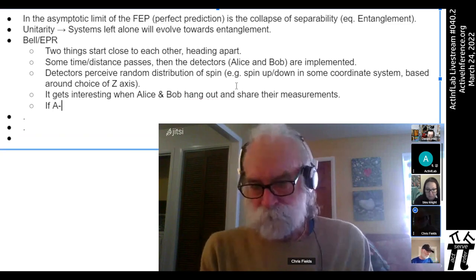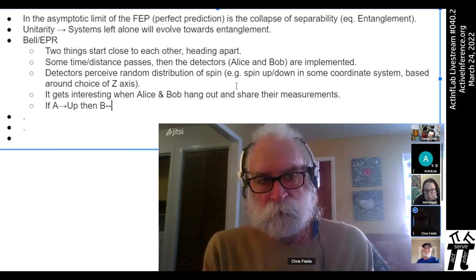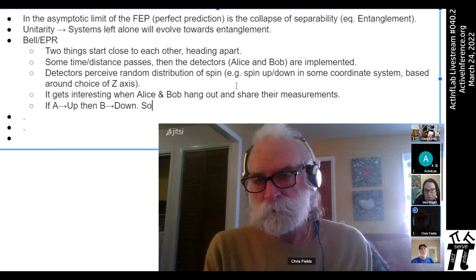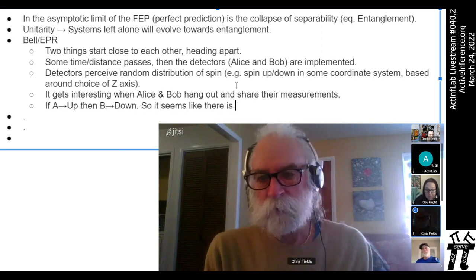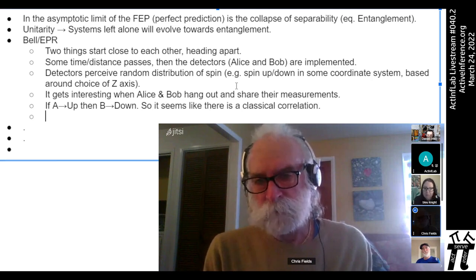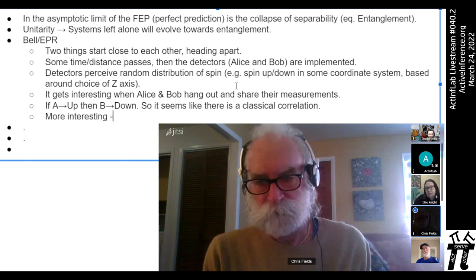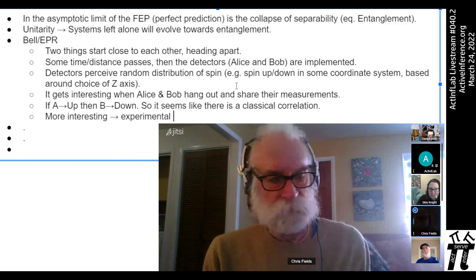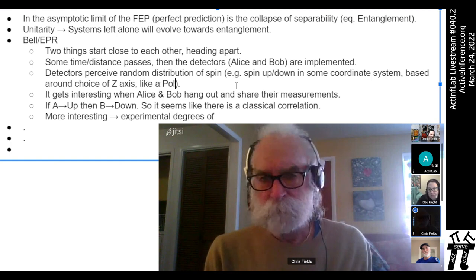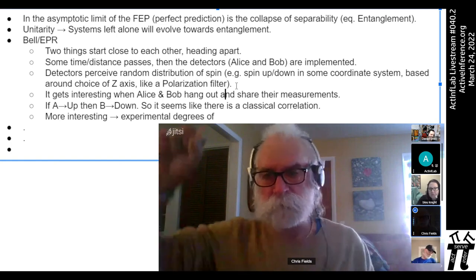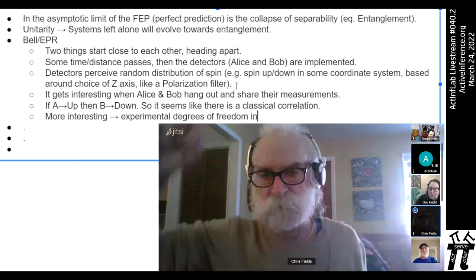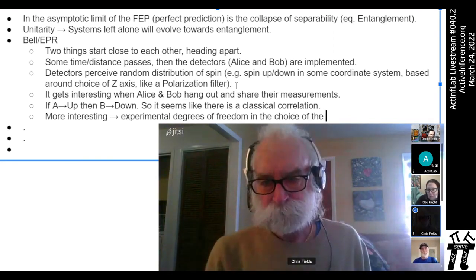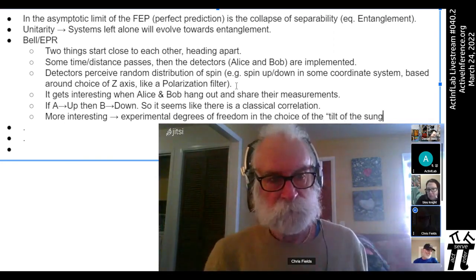But then it gets more interesting, because what we allow Alice and Bob to do is constantly alter the direction that they detect the spin in with respect to their own local z-axis. You can think of the spin detector as like a polarization filter, like a pair of sunglasses. What Alice and Bob can do is randomly and independently change the tilt of their sunglasses while they do this experiment.